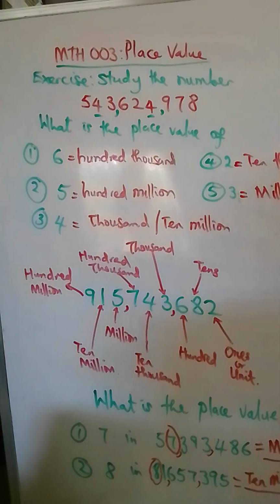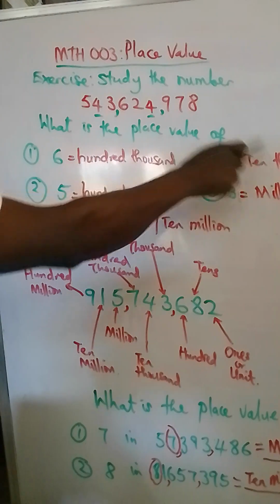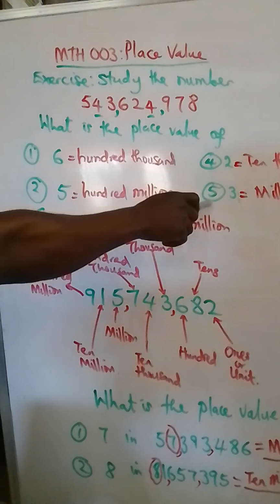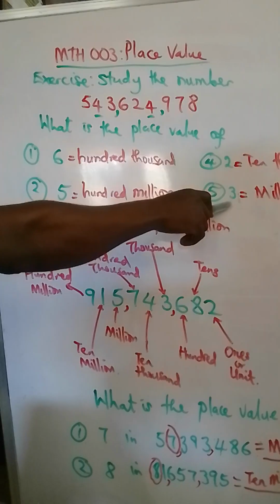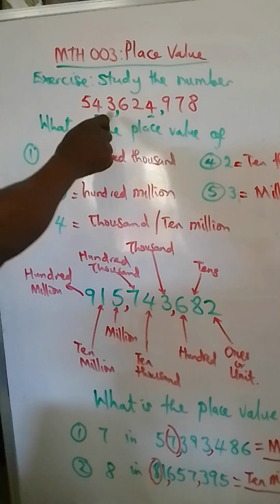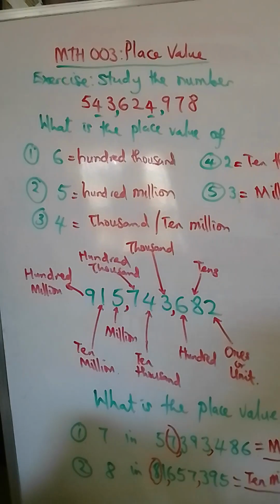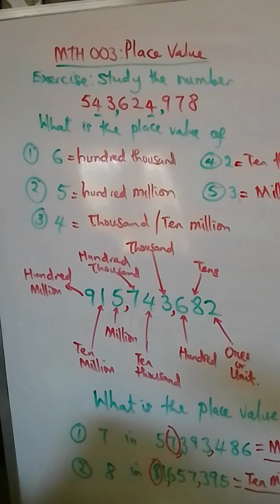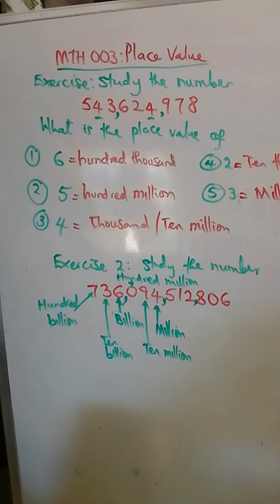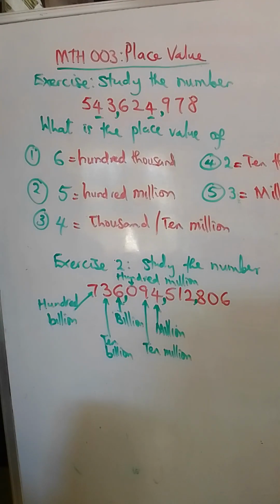So you can write that. You write 1,000 and 10 million. Those are the place values of 4. And then the place value of 2, that's number 4, is 10,000. While the place value of 3 is million. So I can ask you to find the place value of a number.